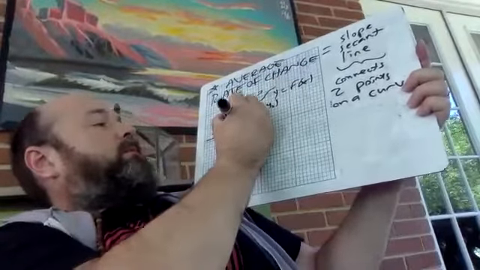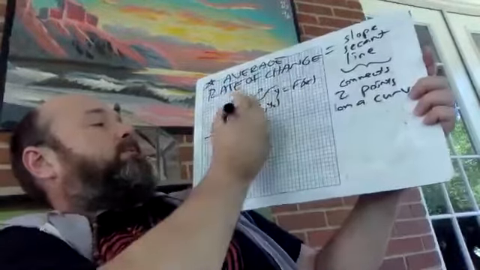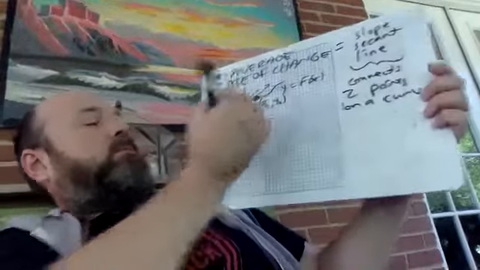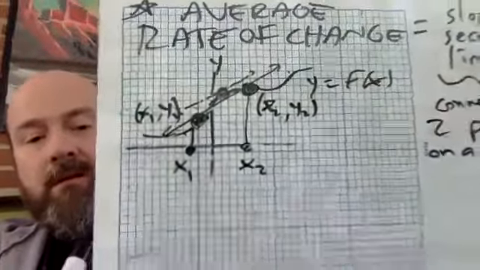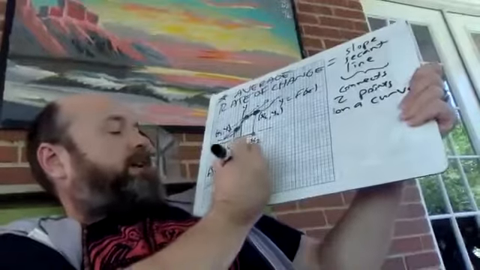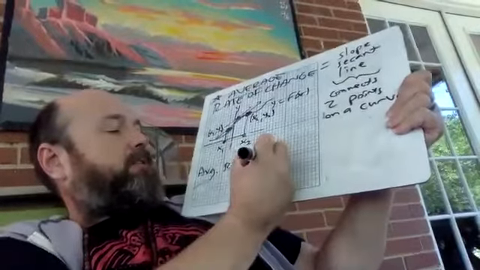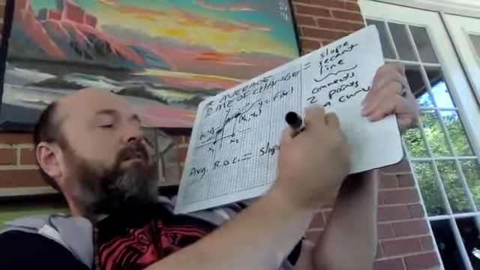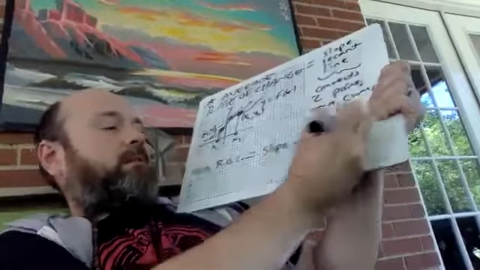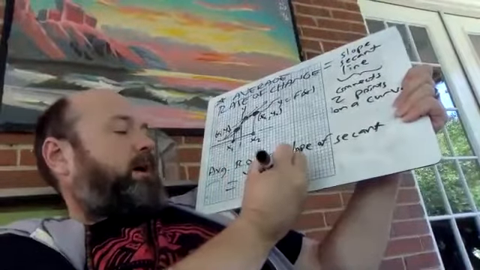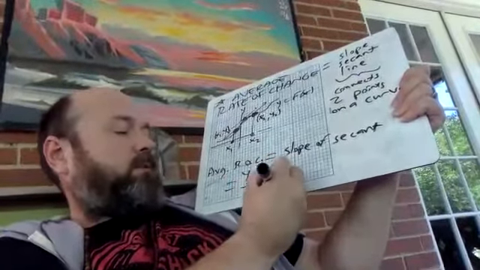This point down here that the secant line is cutting through is x1, y1, this point. And the slope, the average rate of change in this case, is equal to the slope of the secant line, which is equal to y2 minus y1 over x2 minus x1.